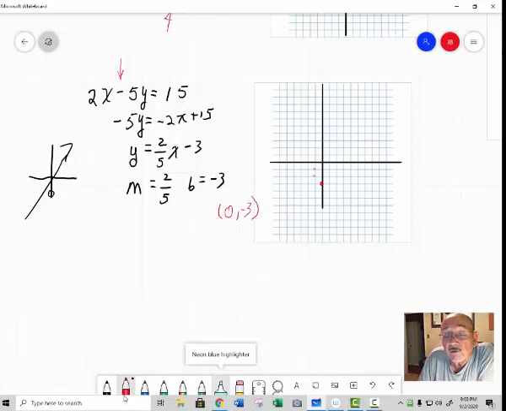Now from there I'm going to go over 5 and then up 2. 1, 2, 3, 4, 5, and up 2. I could go 6, 7, 8, 9, 10, and up 1, 2, 3, 4. Could, but I don't. Alright, so let's see what this thing looks like.